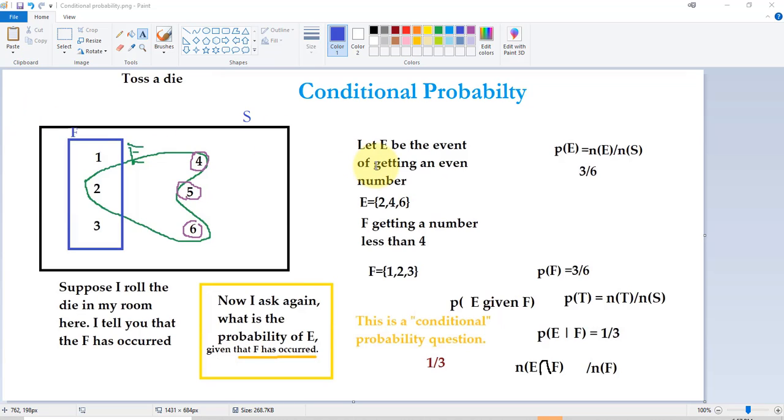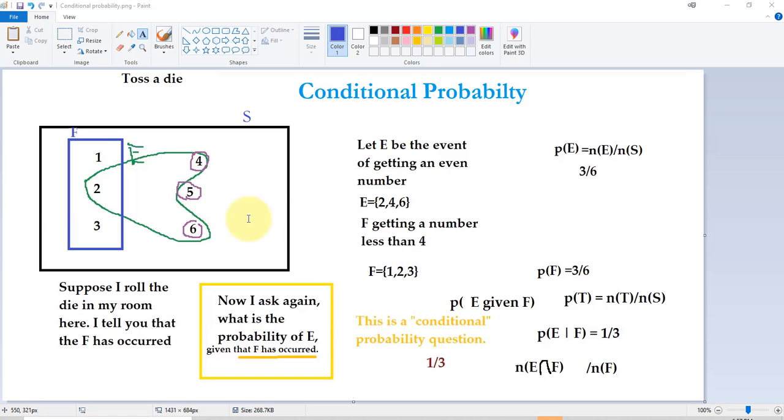And then we're going to make up some events. So E will be the event of getting an even number, and so then E is equal to {2, 4, 6}. And then we'll make up another event, F. F will be the event of getting a number less than 4. So that would be {1, 2, 3}.